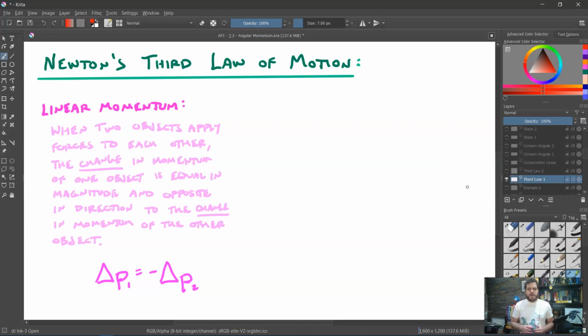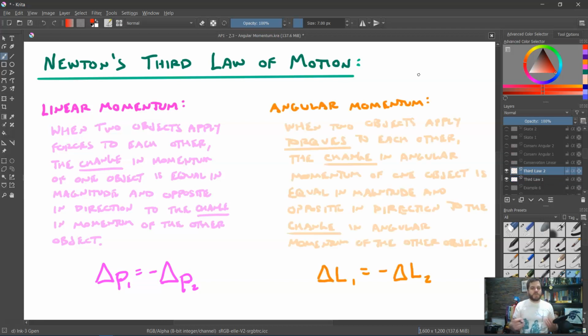So, remember, in regards to momentum, Newton's third law tells us that when we have two objects that are applying forces to each other, the change in momentum of one object, so delta P1, must equal the change in momentum of the other object, but in the opposite direction, so minus delta P2. Okay, well, let's look at that in regards to angular momentum. So if we have two objects applying torques to each other, the change in angular momentum of one object, delta L1, will be equal in magnitude and opposite in direction to the change in angular momentum of the other object, negative delta L2.